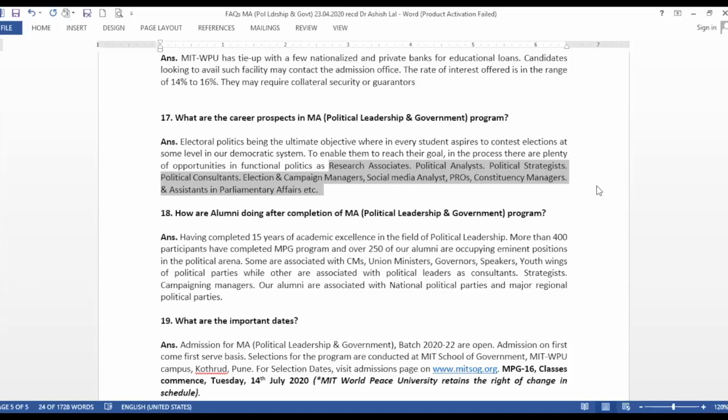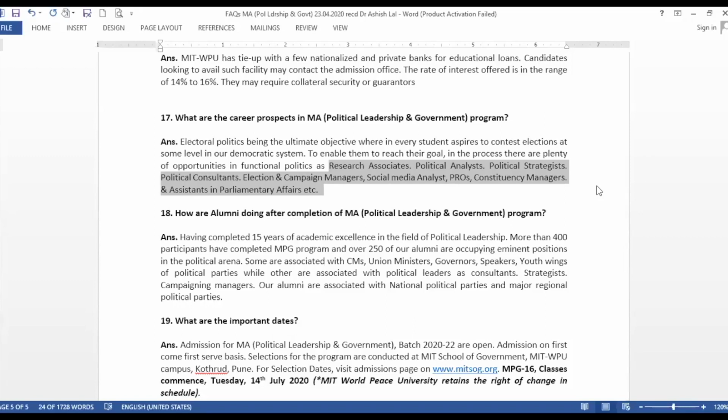But at the same time, you can get placement also. If you're looking for some sort of placement for your bread and butter, I mean you have to have some financial backup, then we connect you again to the political party or the politician, where you work as a research associate, political analyst, political strategist, political consultant, election or campaign manager, social media analyst, or constituency manager, assisting in parliamentary procedure and parliamentary affairs. All these are different positions which each politician or political party has, and they pay for these things. So you need to be very clear about these as two different areas.